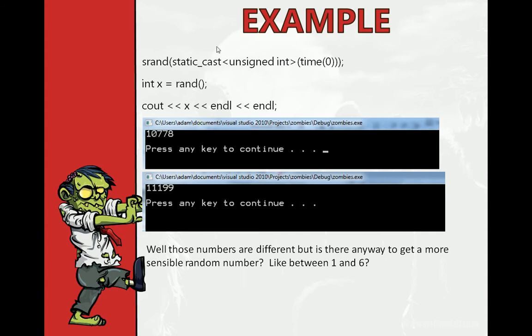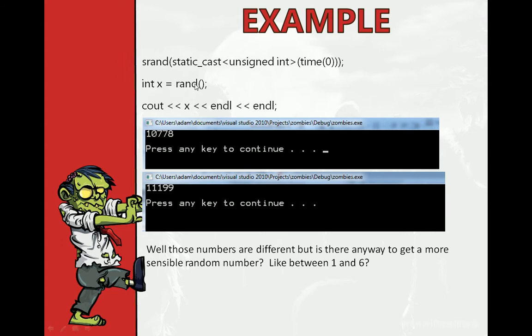Now, I take my integer x and set it to a random value, or set it to the value of the rand function, whatever that returns, and I output it to the screen, and I run it twice, I get two different values. I get 10778 and 11199. Alright, so now I'm getting random numbers.